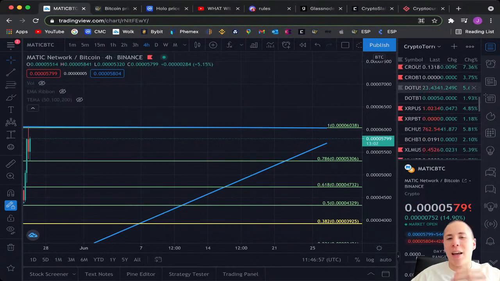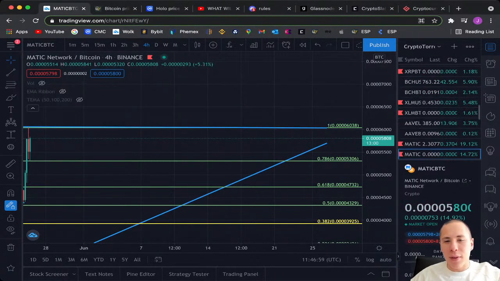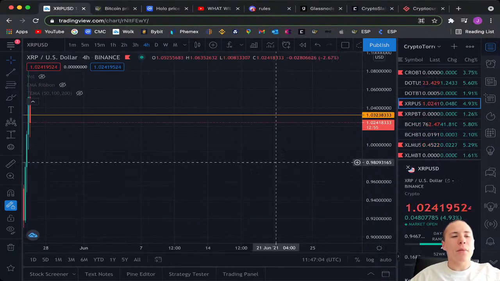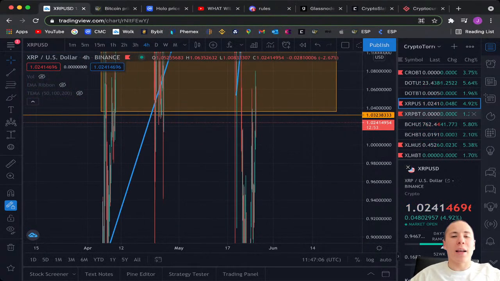And let's take a look a little bit further at XRP compared to Bitcoin and XRP compared to the US dollar. I'm very sorry, I am kind of ticklish in my nose, so it might look a little bit weird, but I hope you understand. So XRP, let's take a look at XRP.